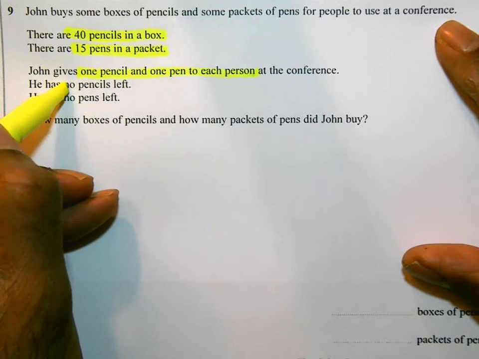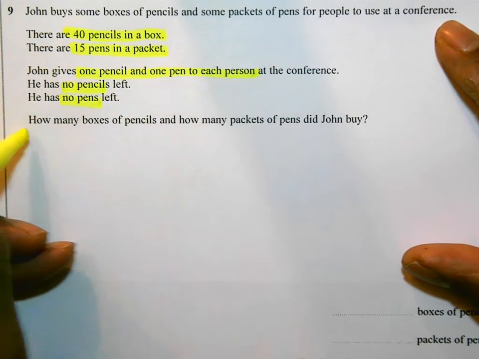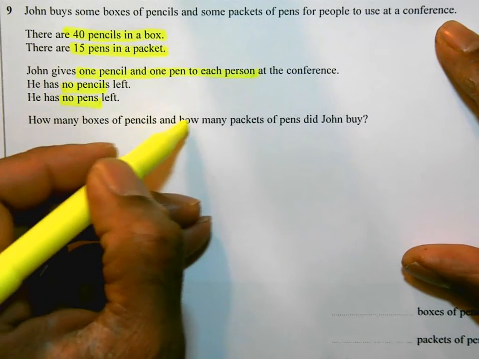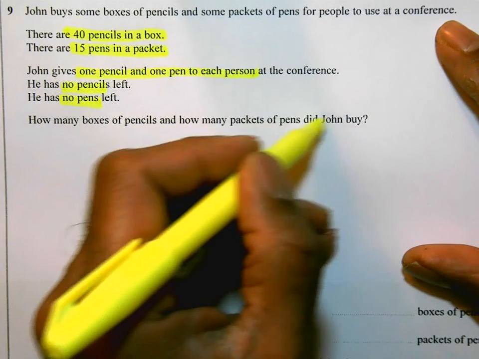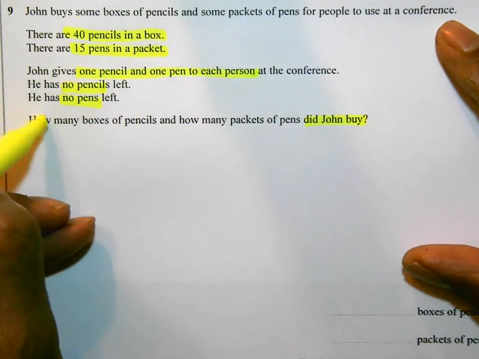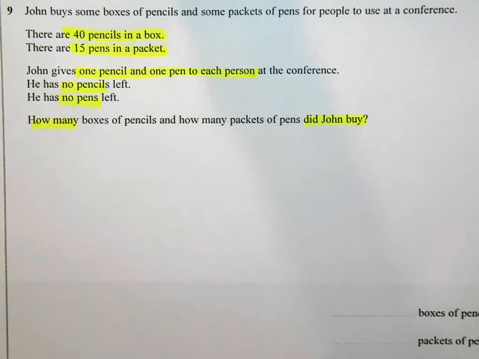He has no pencils left and no pens left. How many boxes of pencils and how many packets of pens did he buy? So how many of each did he buy? And in the answer space we have two spaces, one for the number of boxes of pencils he bought and another for the number of packets of pens that he bought.